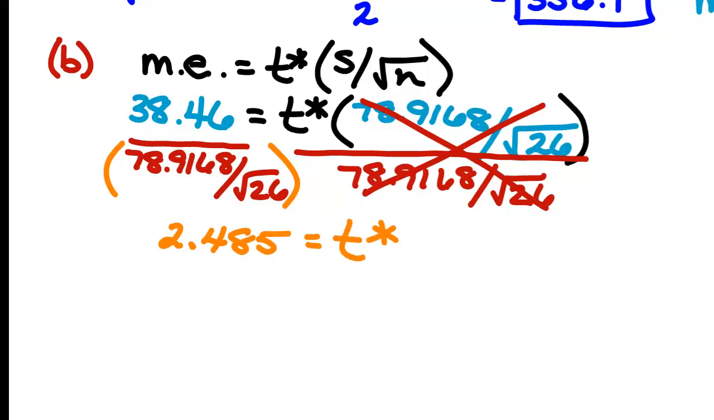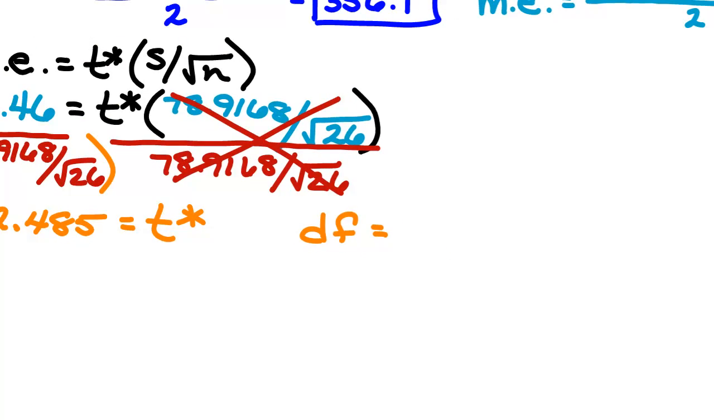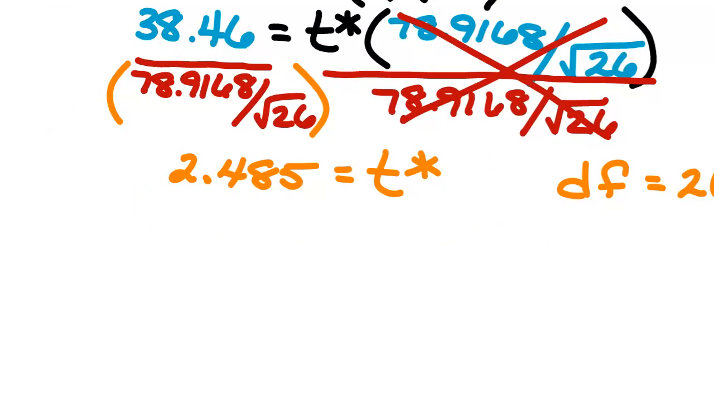for your t star. And we know the degrees of freedom. What's the degrees of freedom? 25, because we have 26 minus 1. So I'm going to go to table B. I'm going to find 25 degrees of freedom, and I'm just going to start reading across that line until I find the number that is the closest to 2.485. Does anybody know what it is? 98%.